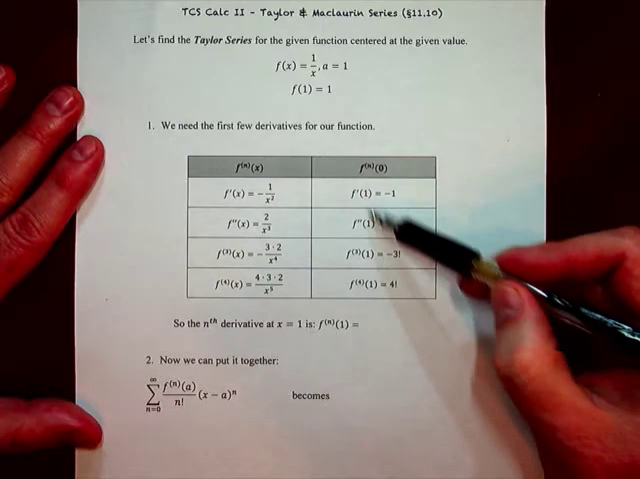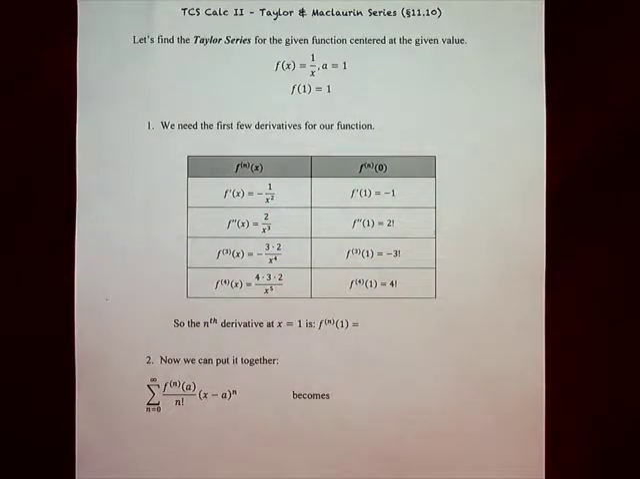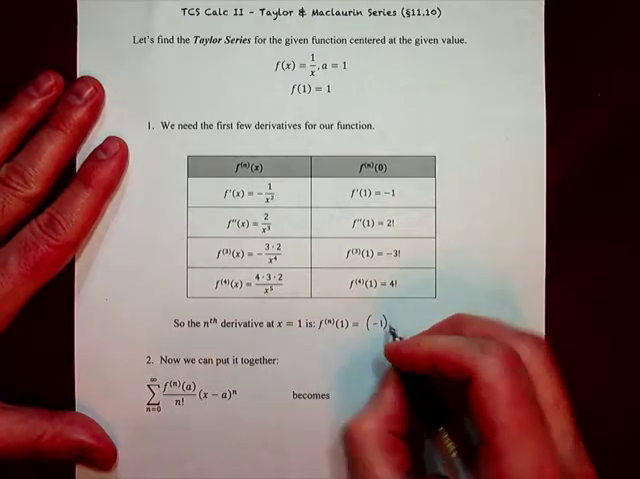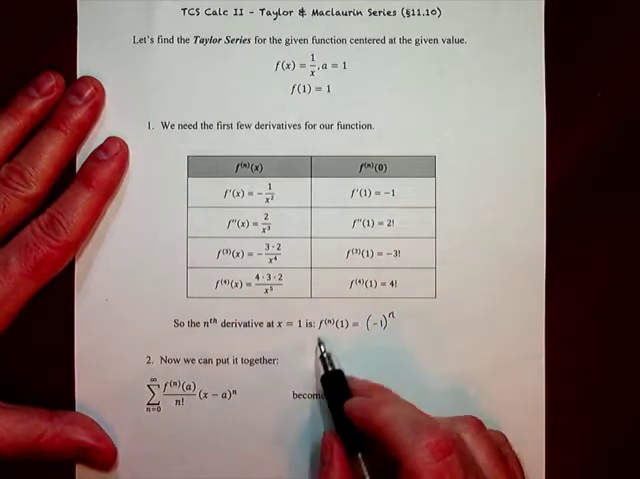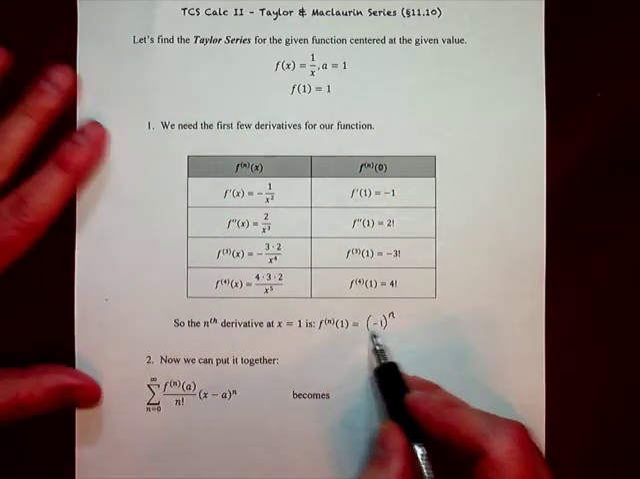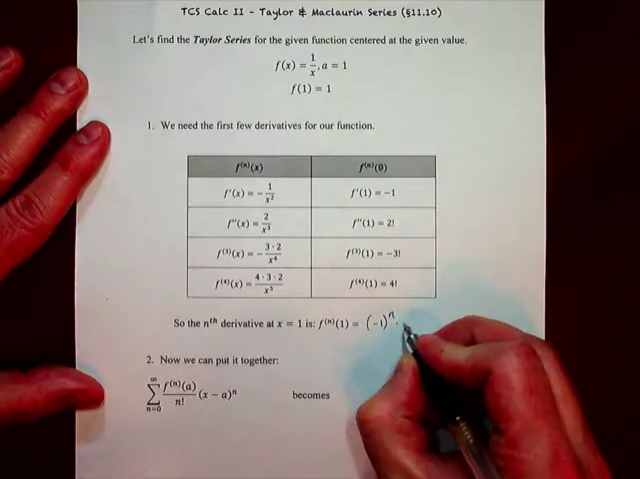When you start plugging in 1, obviously those denominators go to 1, and all that's left is the factorials in the numerator, okay? So what we get here is negative 1 to the n, because obviously the first derivative will give you a negative, so negative 1 to the first being negative, and then it's just times n factorial.